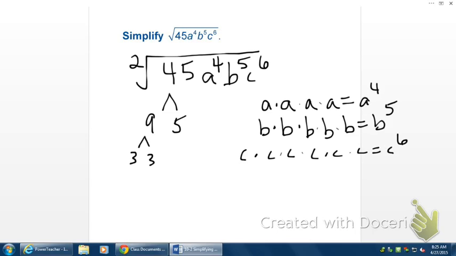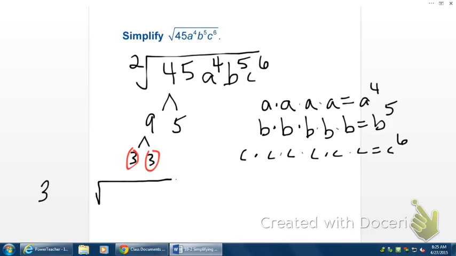Now, what's the rule when we're finding the square root? What are we looking for? We're looking for a pair, 2 numbers. We're looking for a pair of something. So right off the bat, we got a pair of 3's. 3 goes in 6. So one of the 3's comes out.